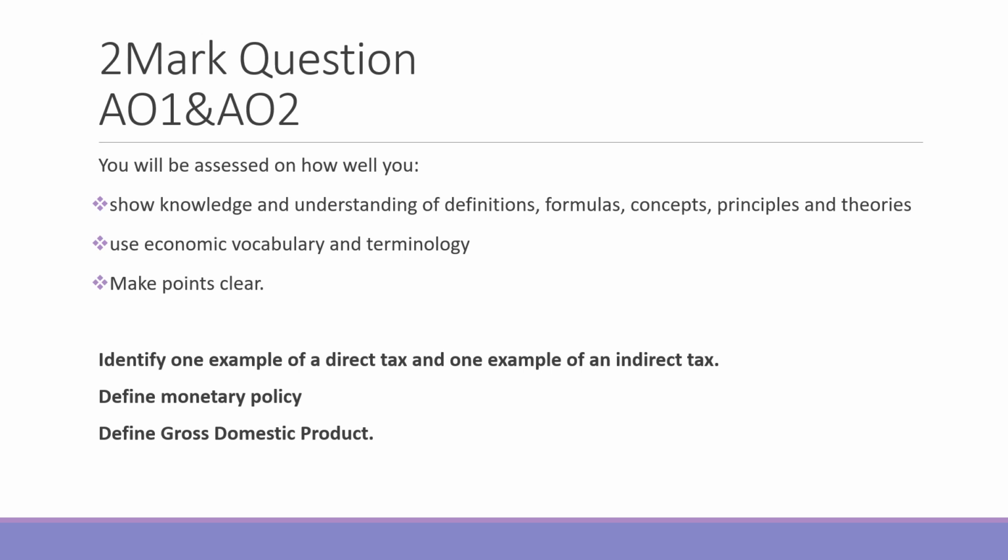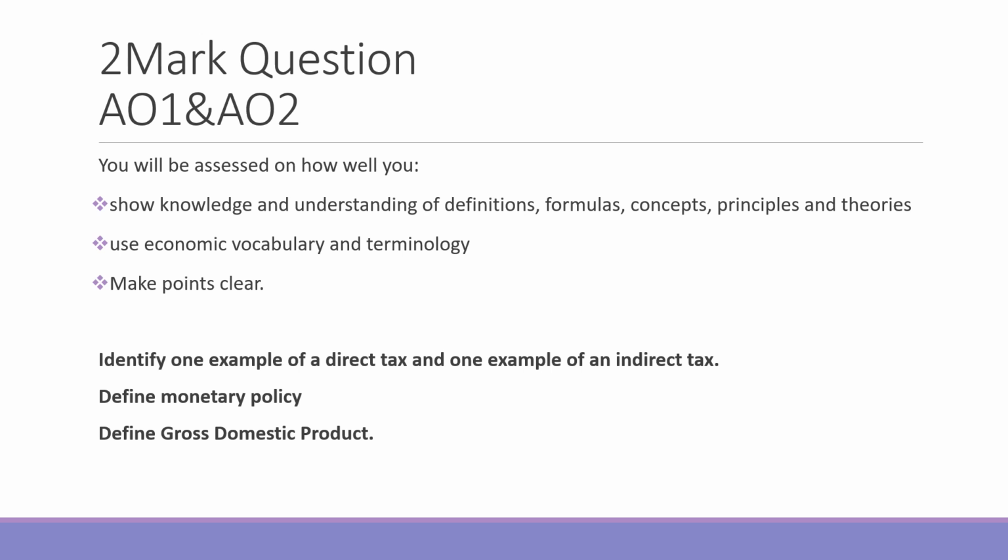So for example, I'm taking: identify one example of direct tax and one example of an indirect tax. When you are answering this question, normally we used to write sometimes two direct tax examples like income tax and corporation tax. But the question itself is saying that you have to write one example for direct tax and one example for indirect tax.